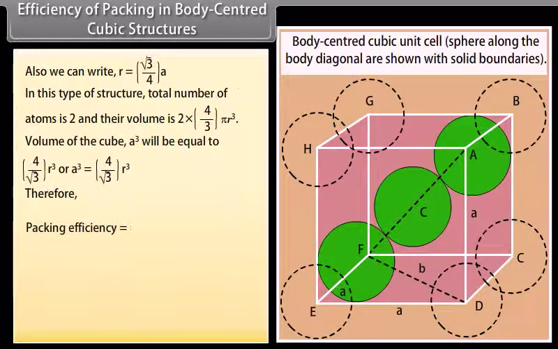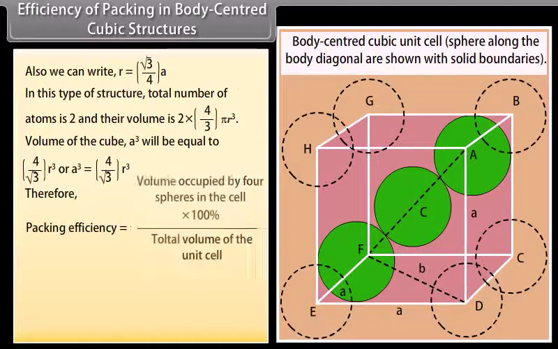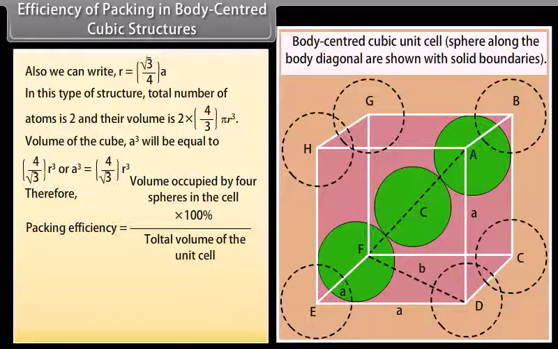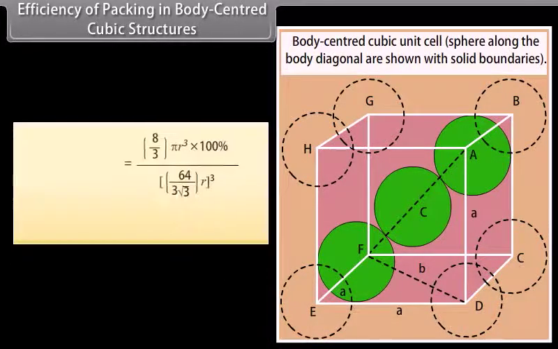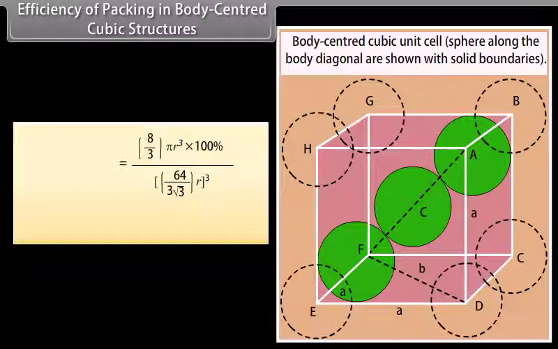Therefore, packing efficiency is equal to volume occupied by two spheres in the cell times 100 upon total volume of the unit cell, which is equal to 2 into 4/3 pi r cube times 100 upon (4 upon square root 3 r) cube, which is equal to 8/3 pi r cube times 100 upon 64 upon 3 into square root 3 r cube, which is equal to 68%.